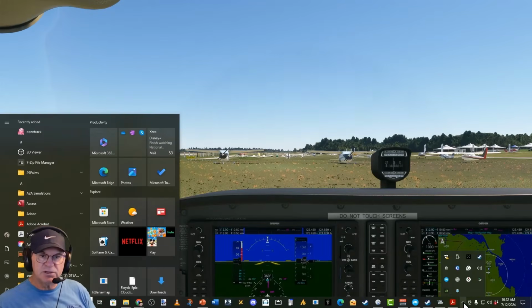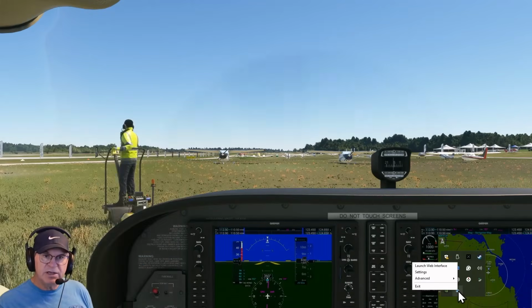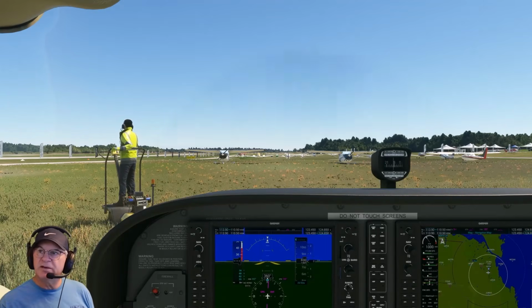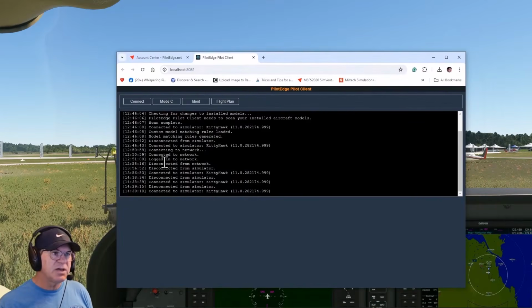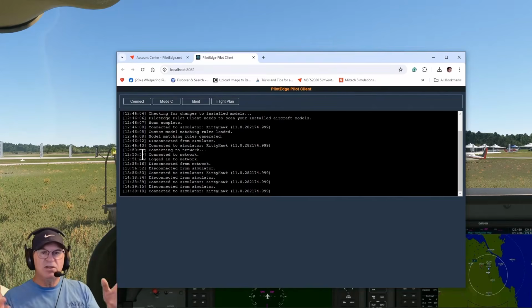Second thing, for working it, I'm going to right click my Pilot Edge client. I'm going to go to advanced, and now I'm going to go to launch web interface. And when I launch my web interface, this is the key to getting started with talking. All right, so now I'm connected to the simulator. It sees the simulator's running, and I'm going to now connect here. So this is the live part. Everything else is configured. I'm in the sim. I've got my frequencies ready to go, but I can't talk on the radio yet.